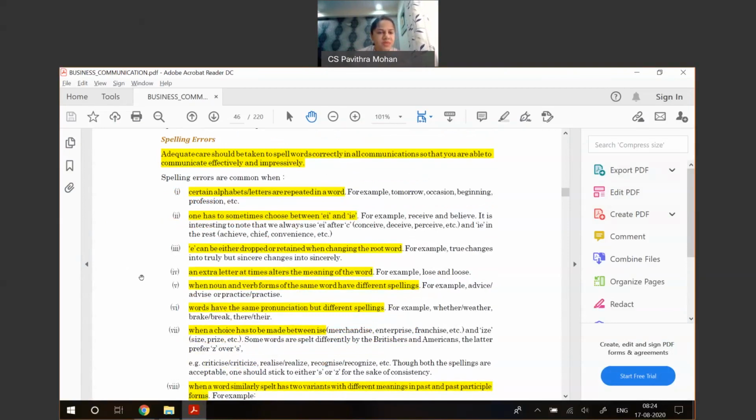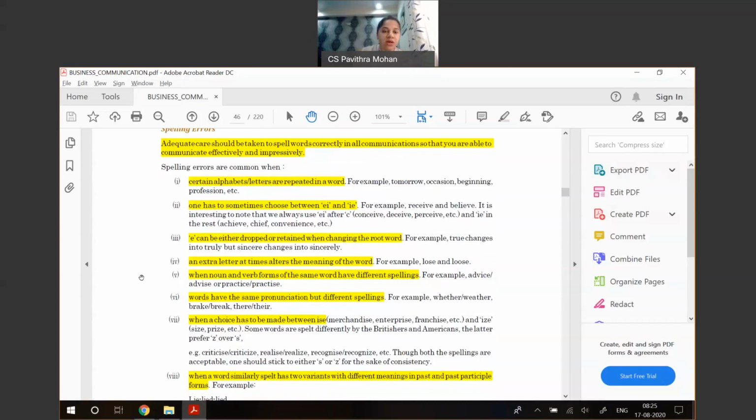Then you have spelling errors. Spelling errors are something which happen most often. As I told you, for the words we write or present, there can be certain mistakes. So kindly don't make those mistakes. Ensure that when you're writing something, the spellings are proper. For example, certain letters are repeated in a word, like tomorrow, profession, occasion, beginning. Kindly note which letters are repeated.